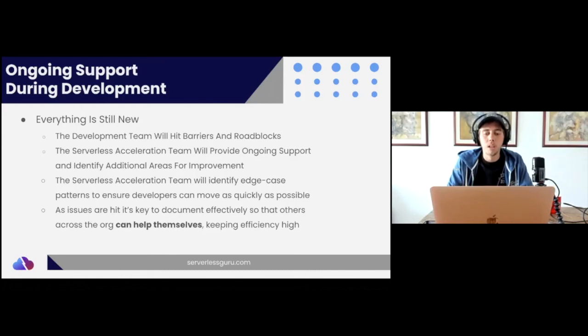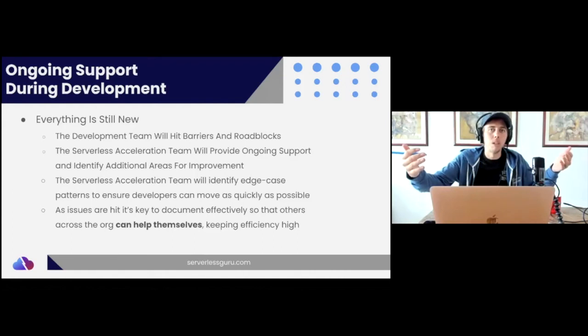And you just keep repeating that process until you grow the number of templates, training materials, all that stuff over time. And as well, when edge case patterns are identified, we're going to make sure to capture that so that we can then start building patterns for it. And of course, as issues are hit, we're going to document effectively so that across the org, developers can help themselves, keeping efficiency high. So that's kind of the thing: if there's one source and that source is always giving the answer, it can create a dependency on that source, and we've seen this before. But if you're able to empower each individual developer on the team to seek that out themselves and know how to do that properly, then that's when you really start seeing exponential growth.